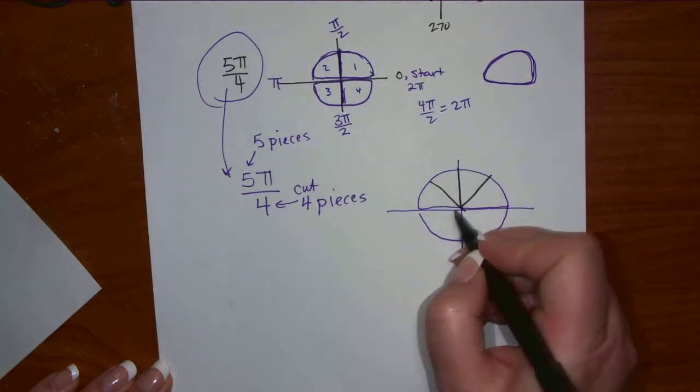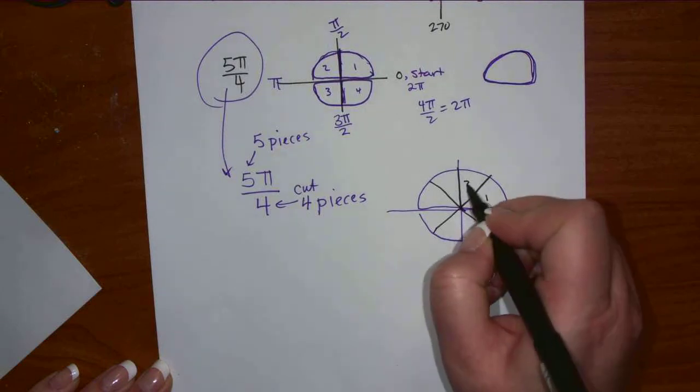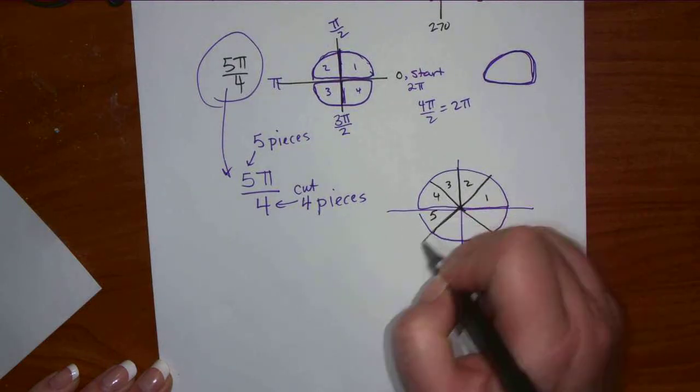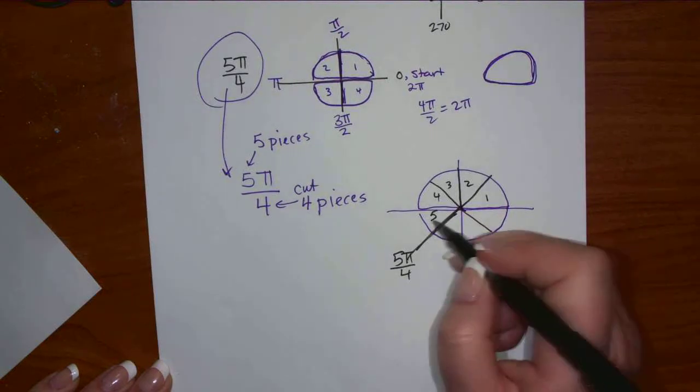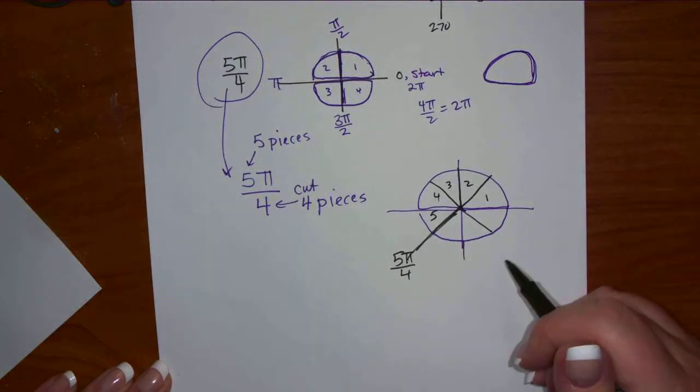So here's our pie. 1, 2, 3, 4, 5 pieces. We land right here. 5 pi over 4. And it lands right in the middle because they're quarters. So there's 5 pi over 4.